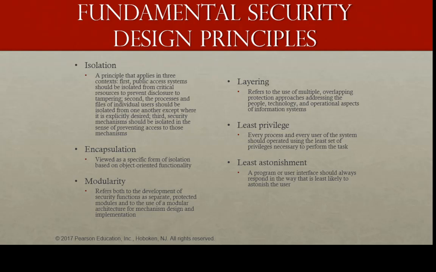Isolation is a principle that applies in three contexts. First, public access systems should be isolated from critical resources, data, processes, etc., to prevent disclosure or tampering. In cases where the sensitivity or criticality of the information is high, organizations may want to limit the number of systems on which that data is stored and isolate them, either physically or logically.